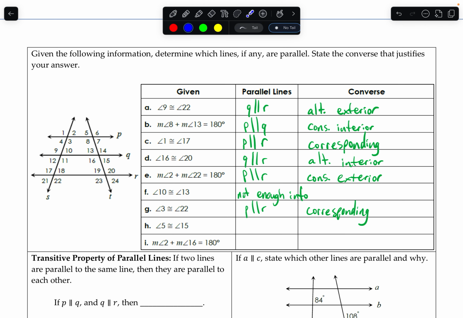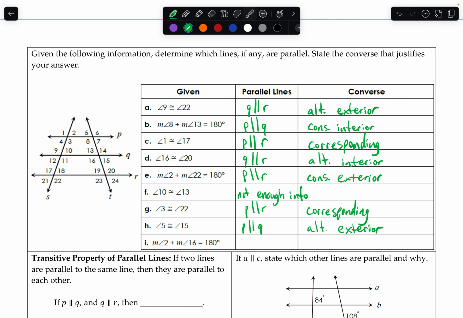15 and 5. 5 is here, 15 is here. Those are alternate exterior angles. So we've got 5 exterior of line P, 15 exterior of line Q. They are on opposite sides of transversal T. It says they're congruent, which means that P is parallel to Q because those are alternate exterior.